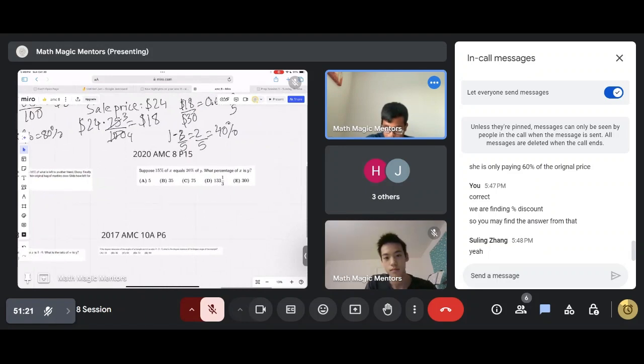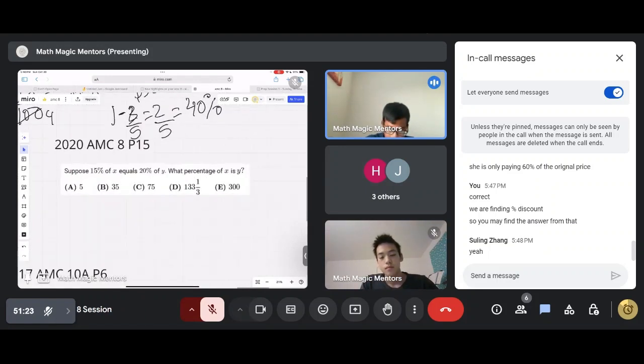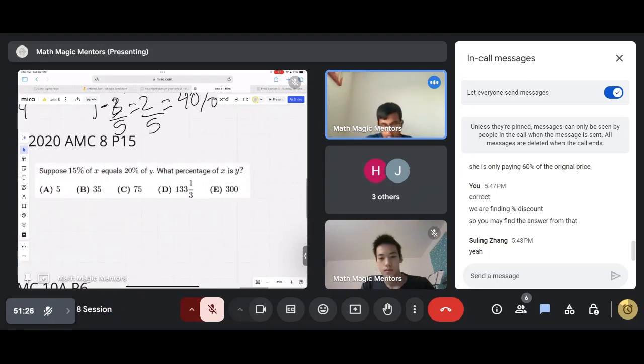So we'll do this problem. It's from the 2020 MC8 and it's problem 15. Supposedly it's a bit hard. The problem says: suppose 15% of x equals 20% of y. What percentage of x is y?